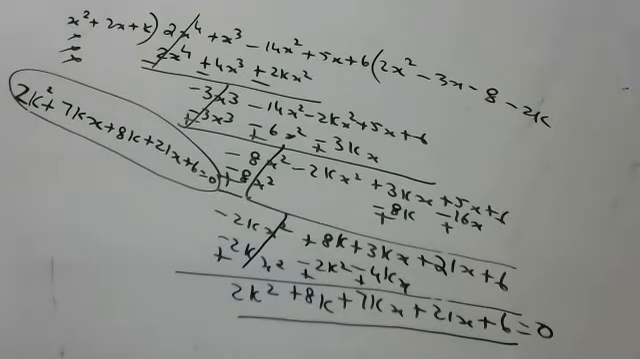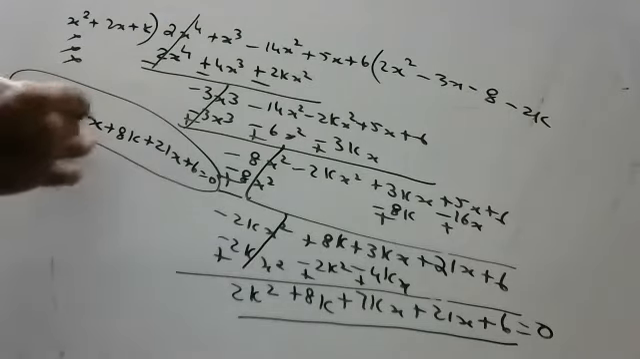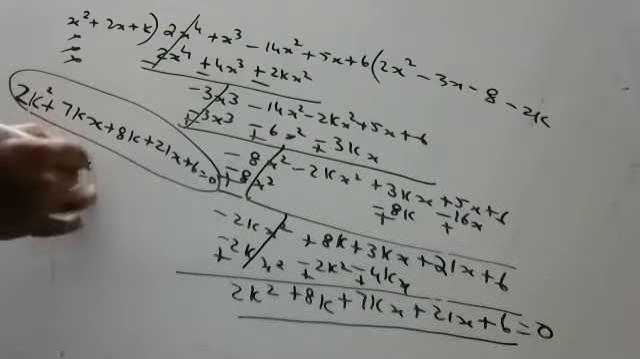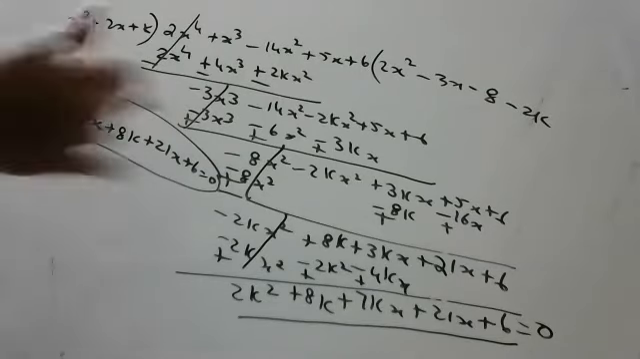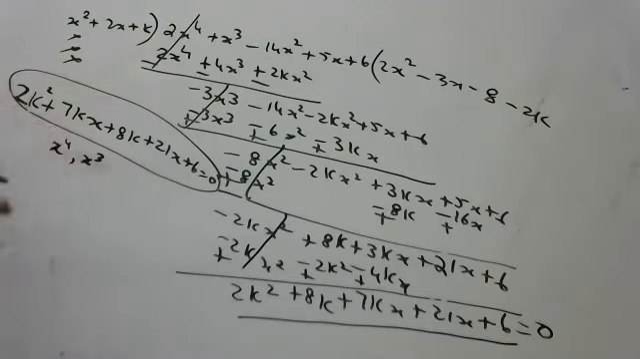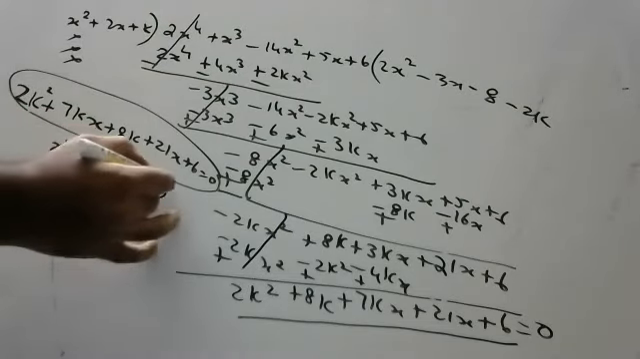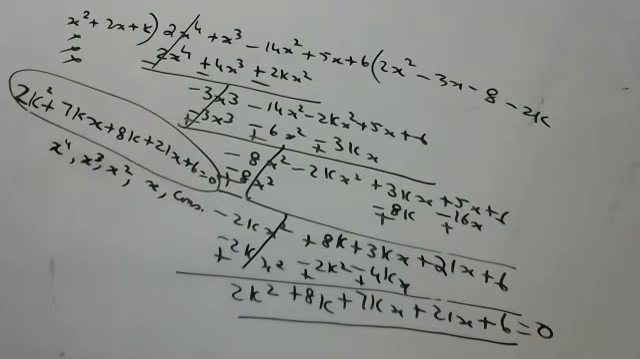Since k square is only there, we will take only 2k square. Once we take all the x square terms, there are no x square terms. Normally, in a polynomial we will have x4 terms, then x3 terms, then x2 terms, x terms, and then constants. Try to understand, children.